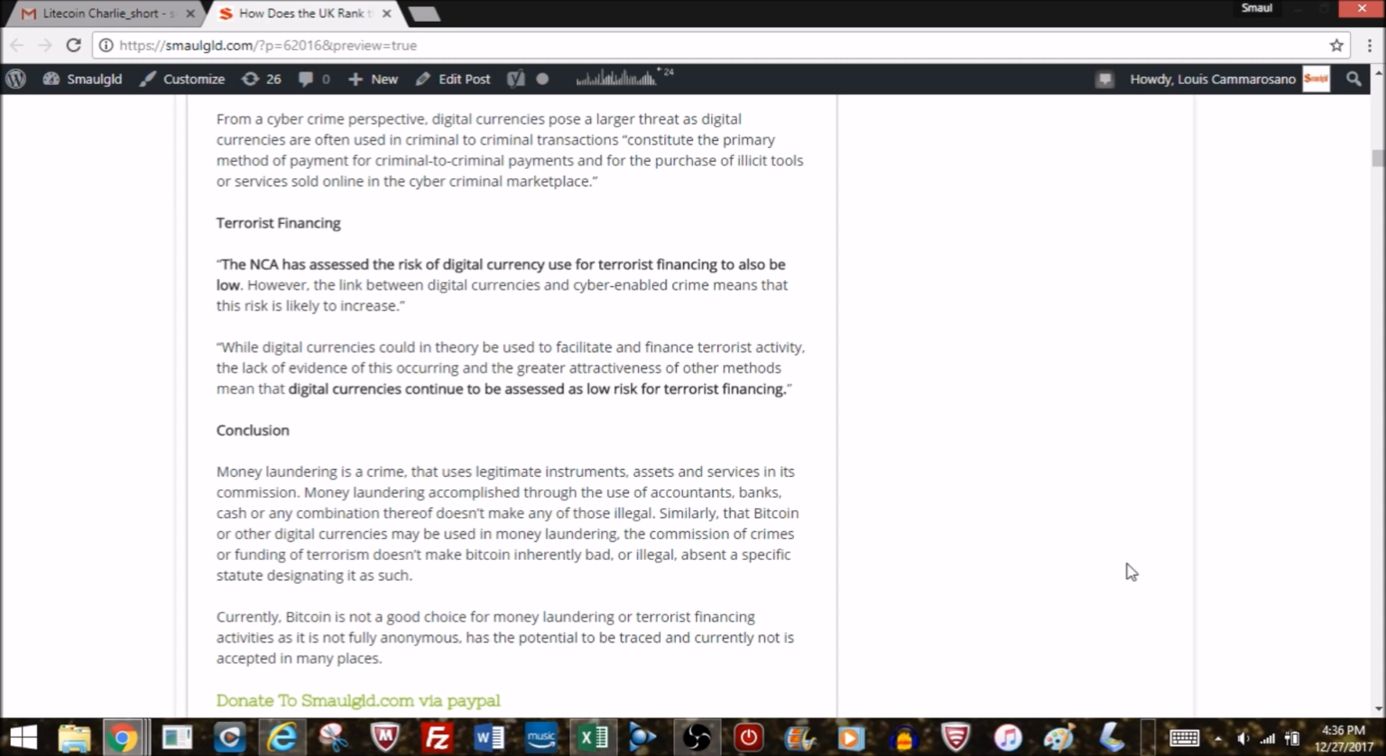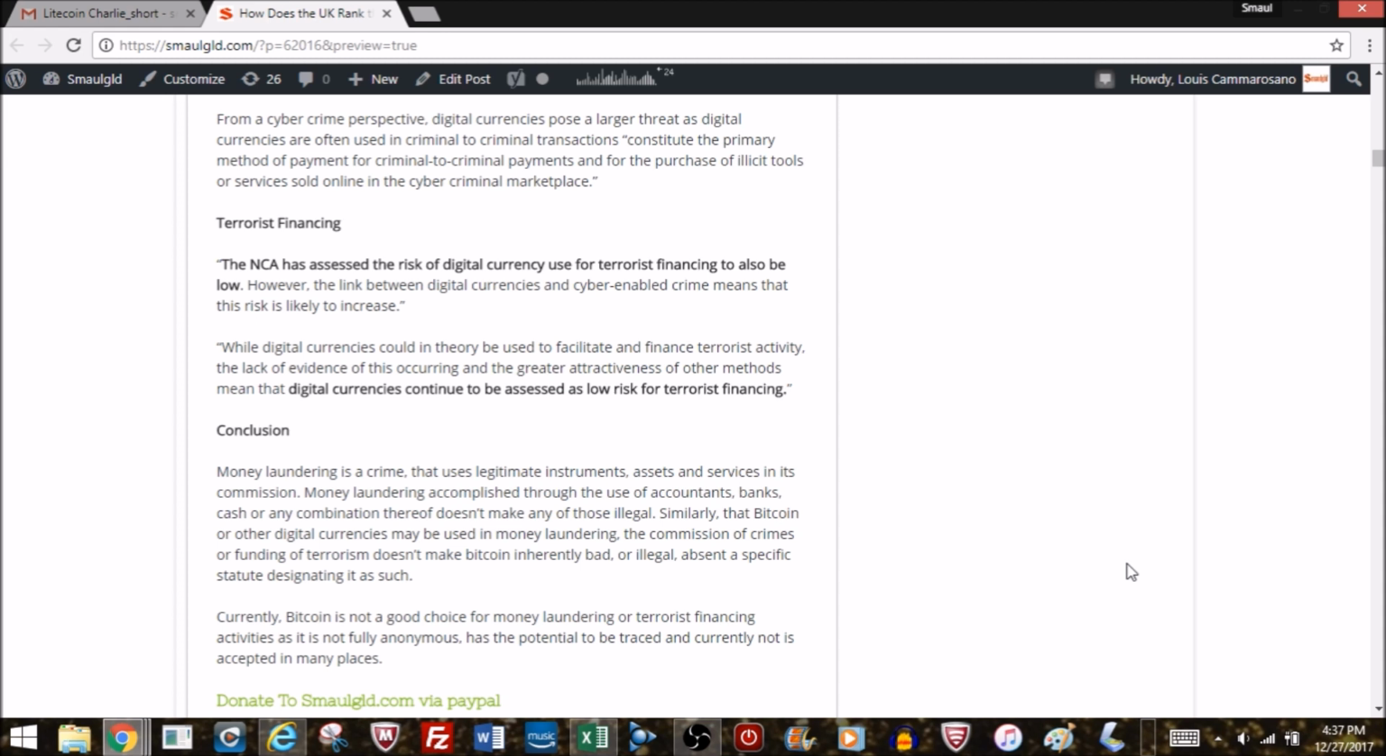So money laundering accomplished through the use of accountants, banks, or cash, or any combination thereof, doesn't make any of those illegal. Similarly, that Bitcoin or any other digital currency could be used in money laundering or the commission of crimes or the funding of terrorism doesn't make Bitcoin inherently bad or illegal. And it's not illegal, especially absent a specific statute designating Bitcoin or any cryptocurrency as such. So if Bitcoin is used to money launder or in terrorist financing, I've heard the argument they can therefore go after anyone who's ever used Bitcoin for money laundering, because Bitcoin would be deemed an instrument of money laundering.